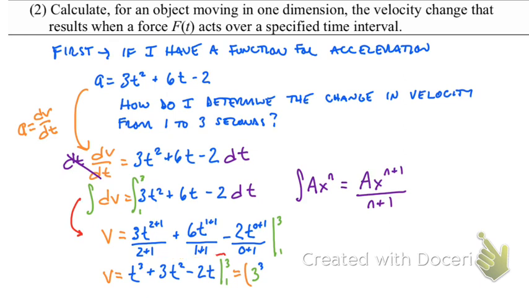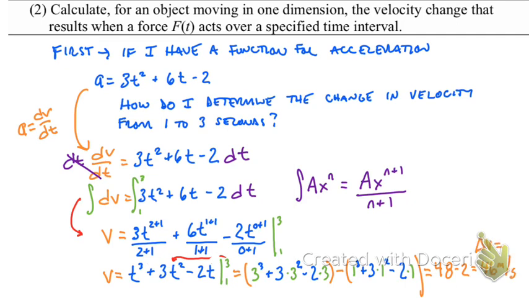And when I put the 3 in there, I get 3 cubed plus 3 times 3 squared minus 2 times 3. And then we put the 1's in for the t's, and we get 1 cubed plus 3 times 1 squared minus 2 times 1. And then we evaluate that, and it becomes 48 minus 2, or the change in velocity is 46 meters per second, which is good.